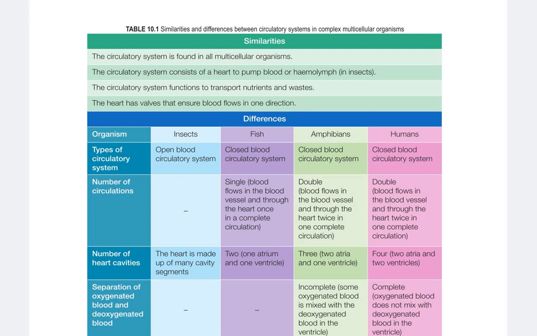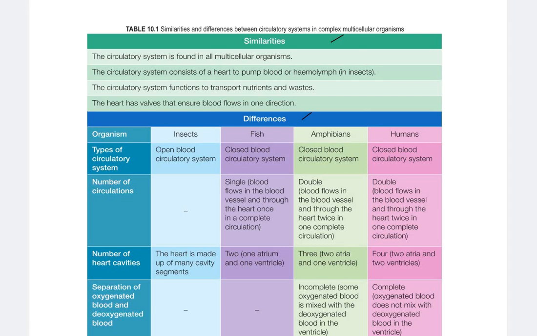The last topic for this 10.1 is the similarities and differences between the circulatory systems in complex multicellular organisms, usually a comparison. So if a question like this comes out in the exam, you must state the similarities and state the differences if the question asks you to compare. Because if you just write all differences, you will not get full marks.